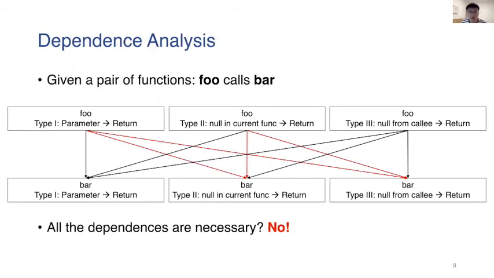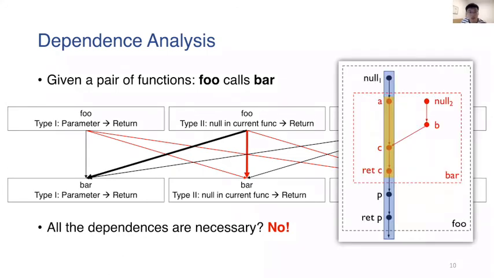However, we observe that not all such dependencies are necessary, as the red dependence relations actually can be removed. So we have the opportunity to improve the parallelism. Let us look at the example. We can observe that the type 2 summary of function foo depends on the summary of function bar. That is, the blue path in the figure goes through the yellow path from the function bar, so the black dependence is necessary. The blue path doesn't go through the type 2 summary, so the yellow path of the function bar, so the red dependence is not necessary and can be removed.